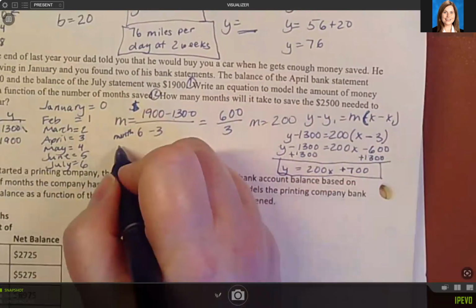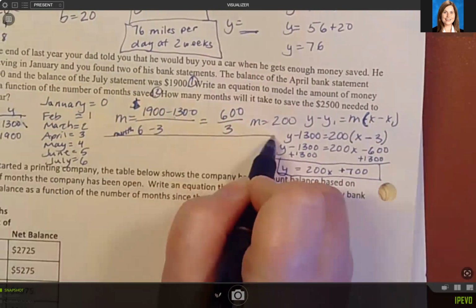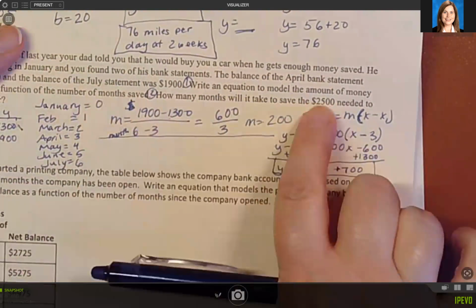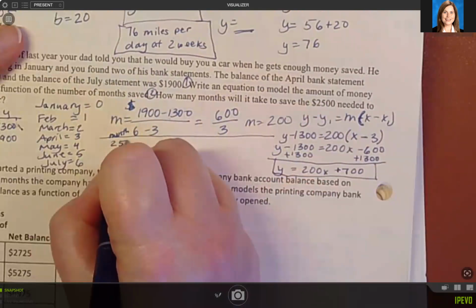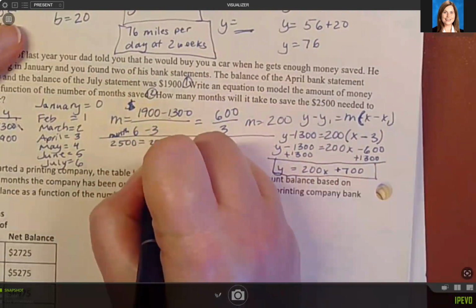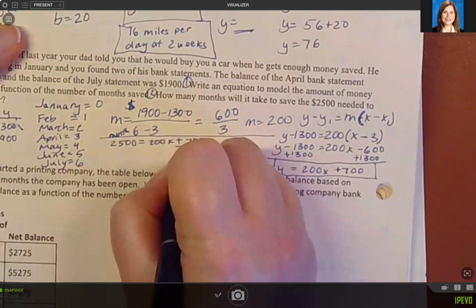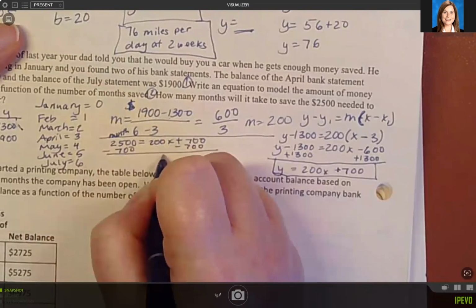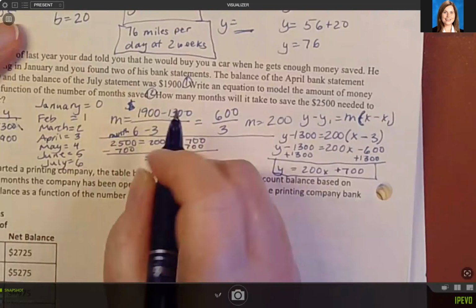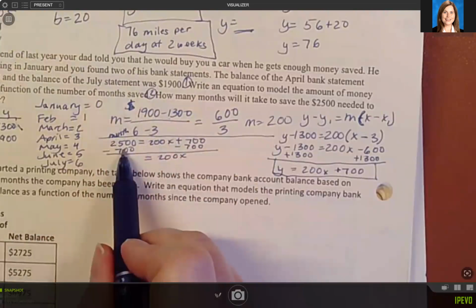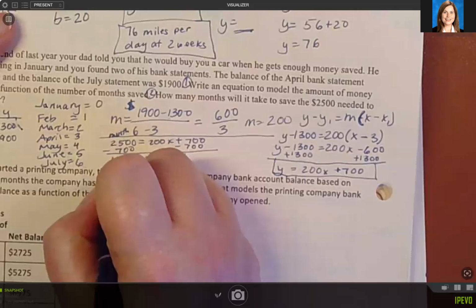I'm going to squeeze this in right here, and I'll write really small. Instead of y equals, we'll say 2,500 equals 200x plus 700, and subtract 700 from each side. So this is 200x. 2,500 minus 700: minus 500 is 2,000, minus 200 more is 1,800. And then divide each side.